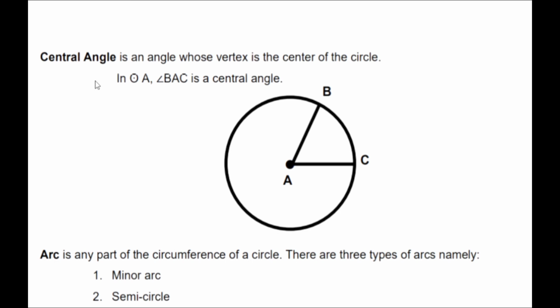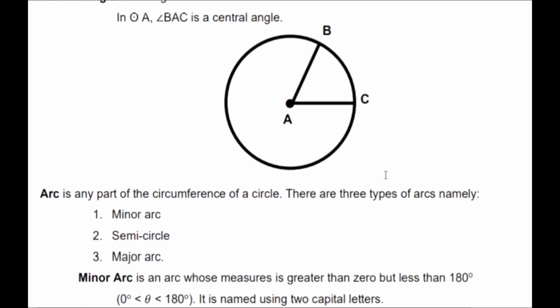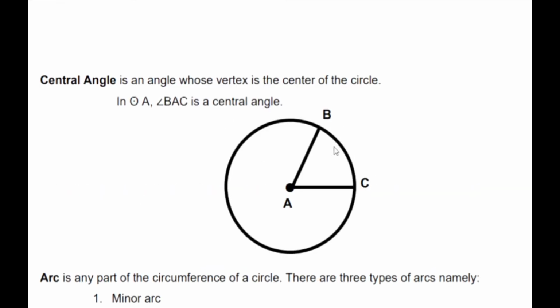Then we have the central angle. It is an angle whose vertex is the center of the circle. So in circle A, we have the angle BAC as the central angle. So the vertex is point A, which is the center of the circle. So point A as the vertex.